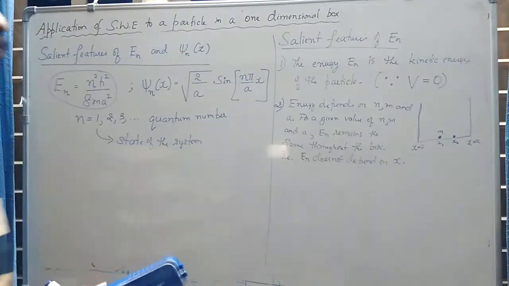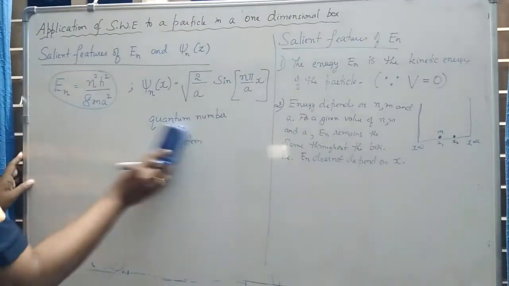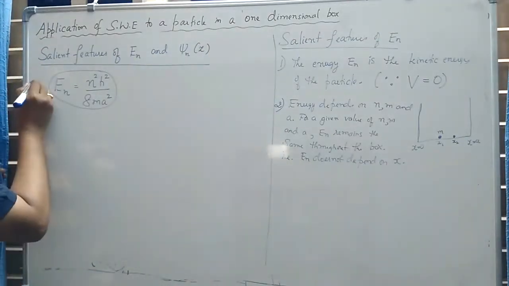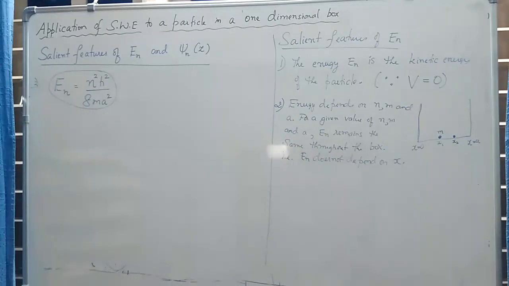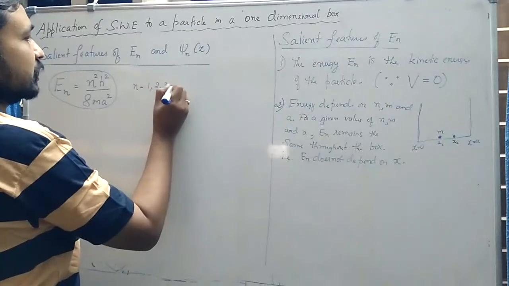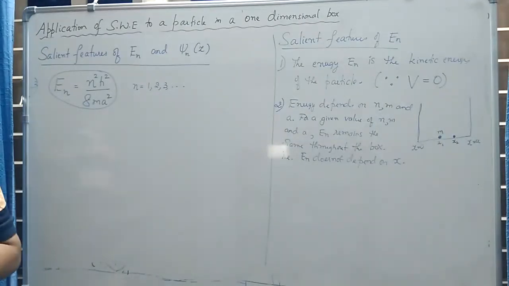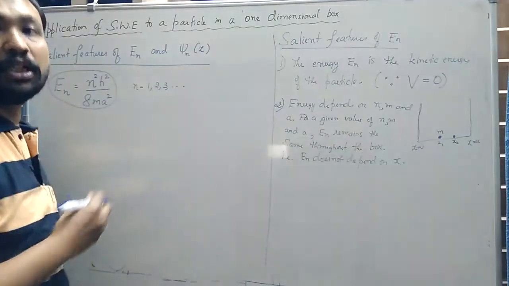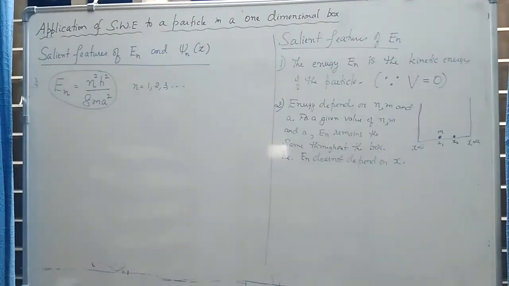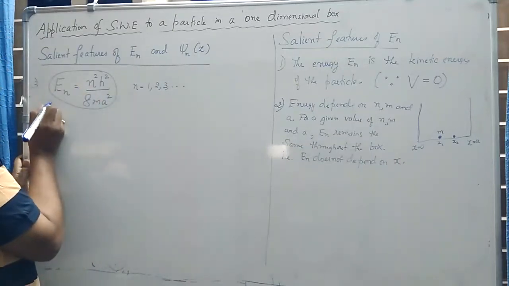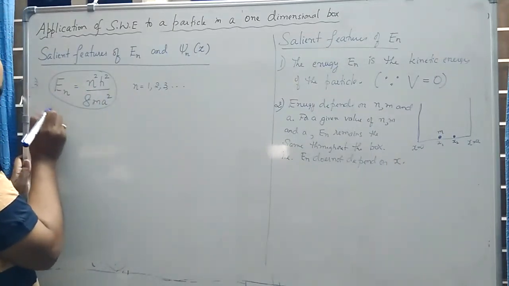The third and most important is, let us look at this equation again. The energy of the particle is n square h square by 8 m a square, where n takes values 1, 2, 3 and so on. So the value of n is only integer values. n can be equal to 1, 2, 3. n cannot be equal to 1.5 or 2.25. So the value of n is restricted to take integral values. If the value of n is restricted, it means that the energy values are also restricted.